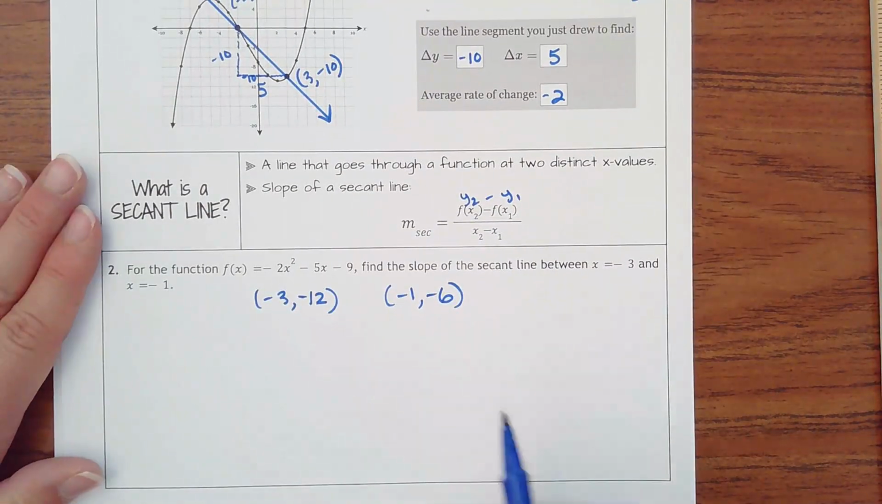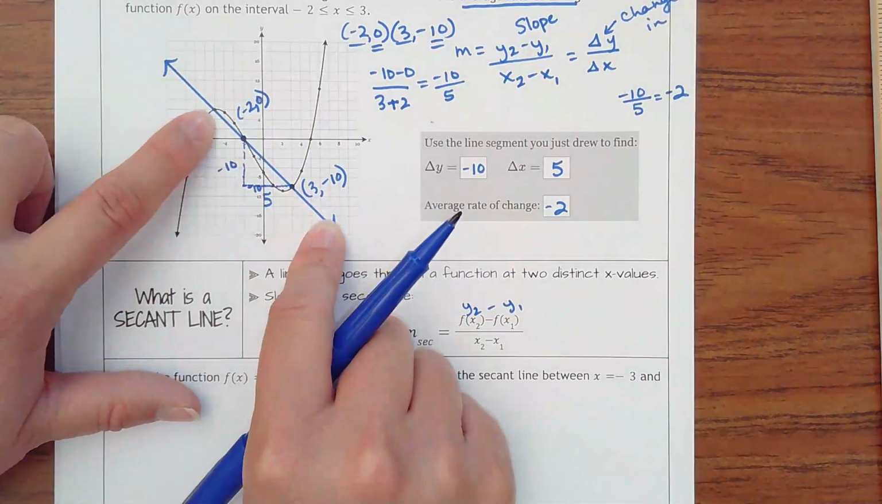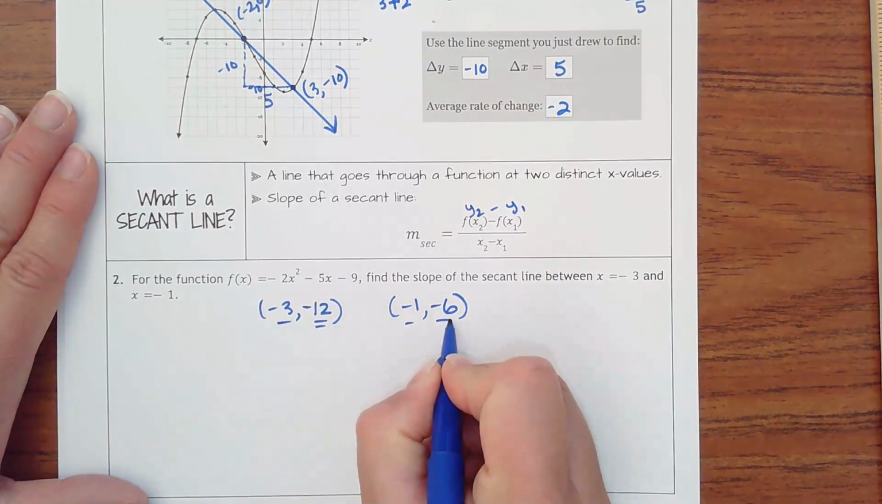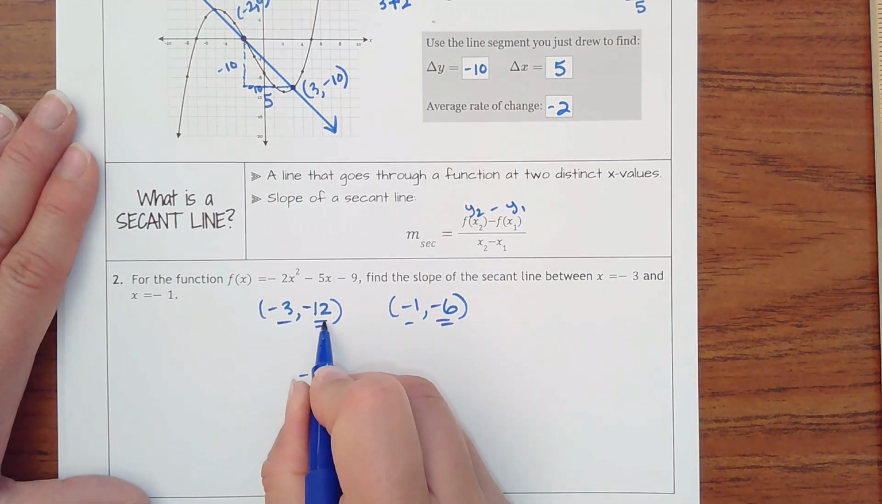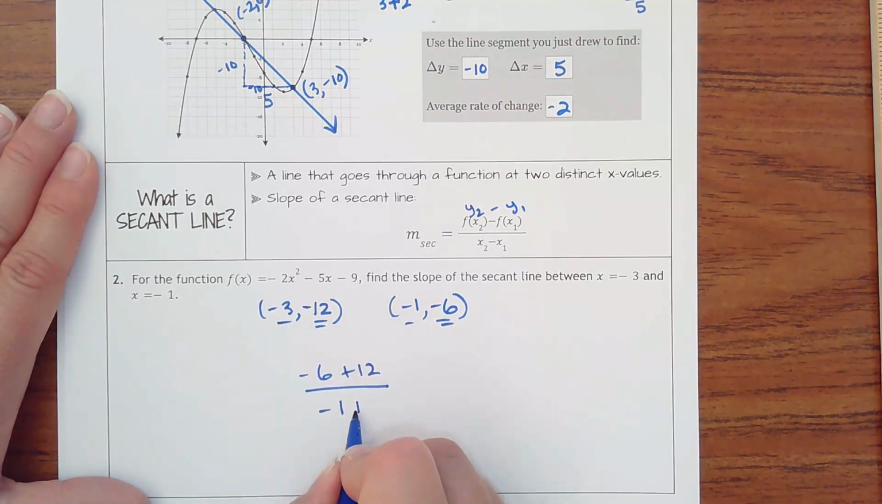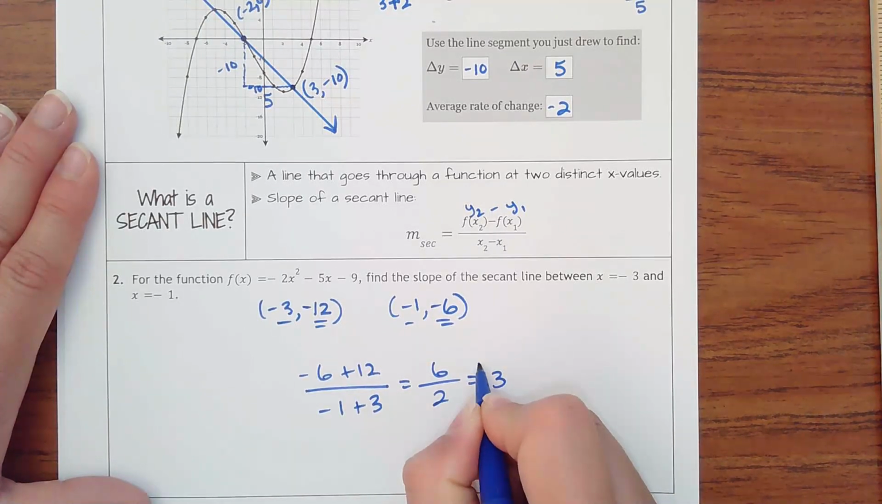So now I'm just finding the slope of the secant line, which is literally just finding the slope of this straight line by doing y2 minus y1 over x2 minus x1. So it would be -6 minus -12, which turns into positive, over -1 plus 3. That would be 6 over 2, which is 3.